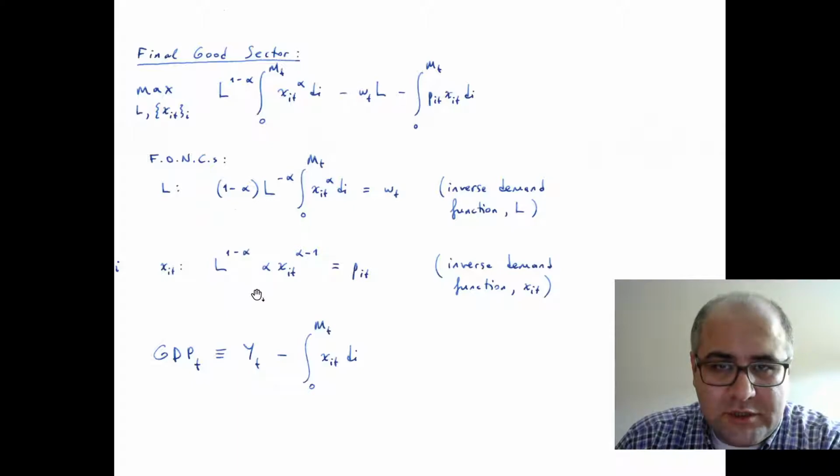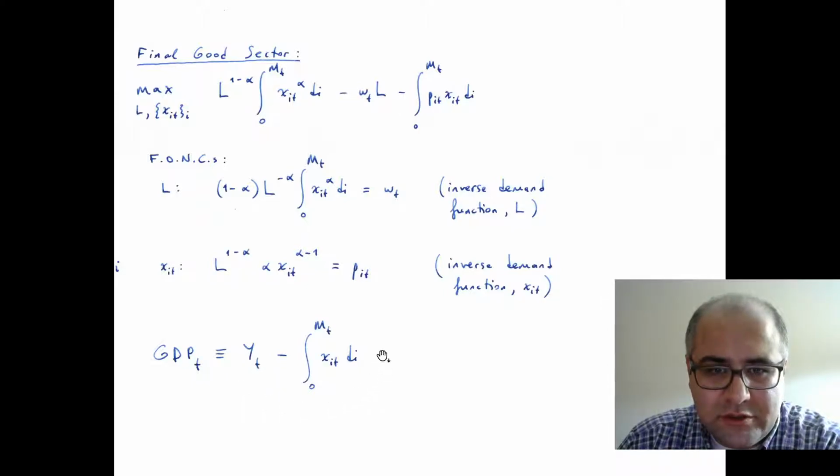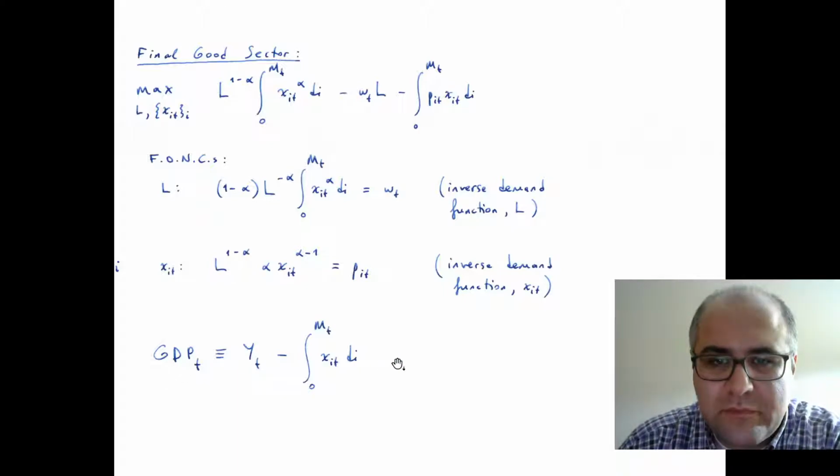Now, of course, you should also be careful that GDP is defined in this way here. Why is that important? Because these are intermediate inputs. So total output minus intermediate inputs must give you the gross domestic product at t.